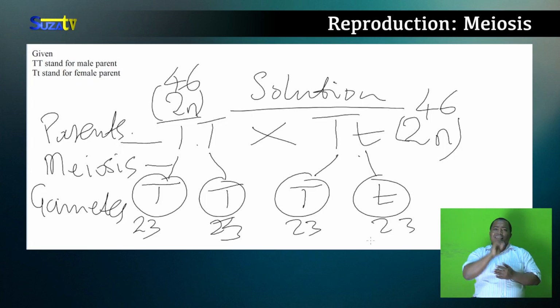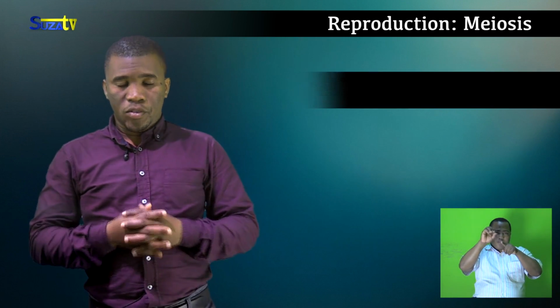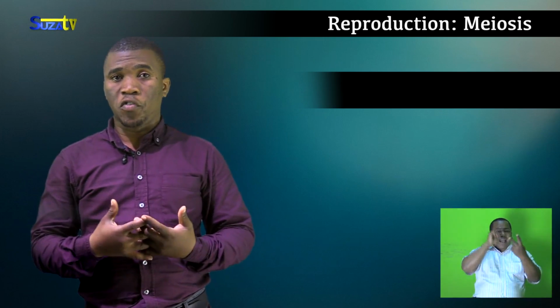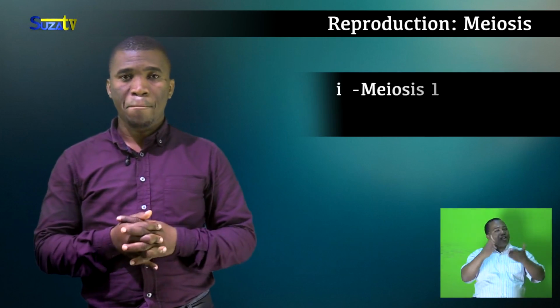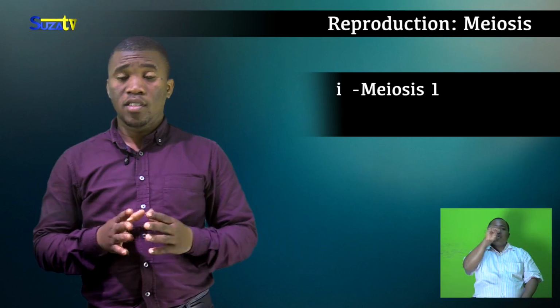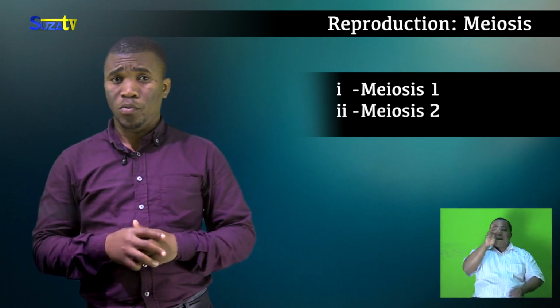That's why you say the meiosis process is a reduction process. Why? We are going to reduce the number of chromosomes from 46 to 23, from the diploid number of chromosomes into the haploid number. That's all, my dears. My dears, meiosis consists of two successive divisions, which are meiosis I and meiosis II.